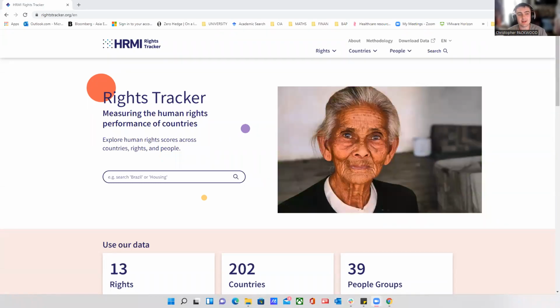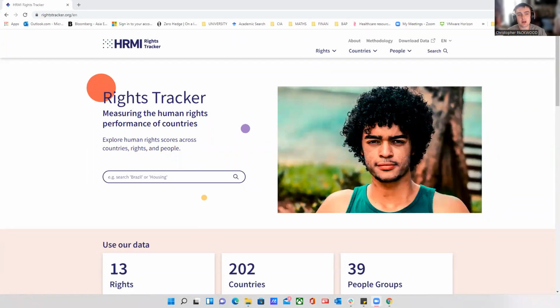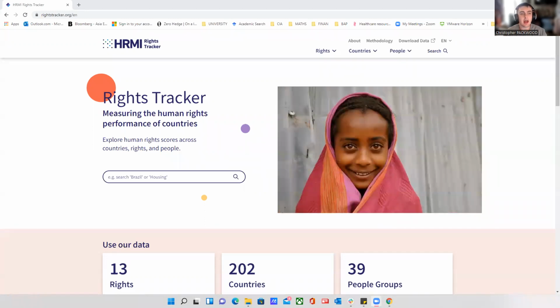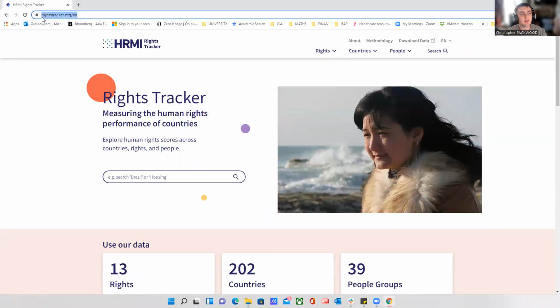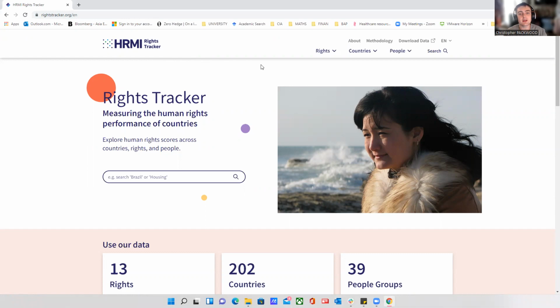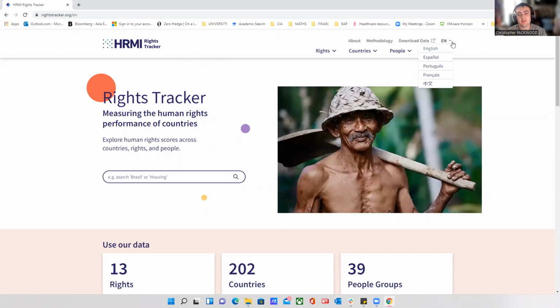I'm an intern here at the Human Rights Measurement Initiative, and today I'm going to give you a short demonstration on our rights tracker, looking particularly at the people at risk section, particularly looking at older people. You're more than welcome to follow along with me if you go to your search engine and type in rightstracker.org, and you can also explore our web pages within the 5 specified languages here.